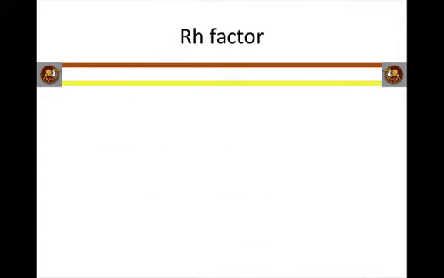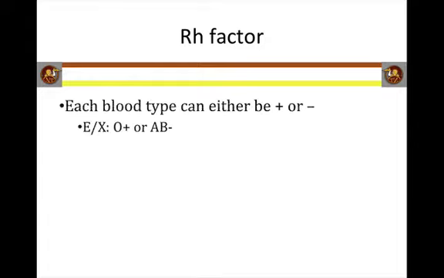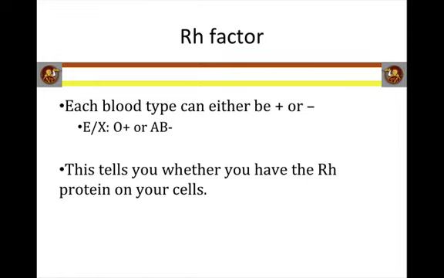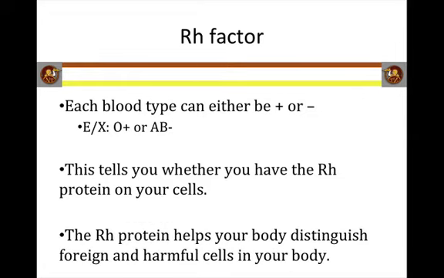Okay? One more thing about blood typing is the Rh factor. You've probably heard that someone is O positive or AB negative. Every blood type can be positive or negative. That means that you do or do not have the Rh protein on your blood cells. The Rh protein helps your body distinguish foreign and harmful cells in your body.